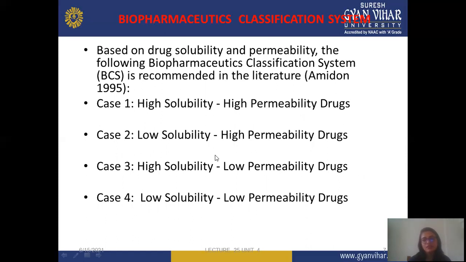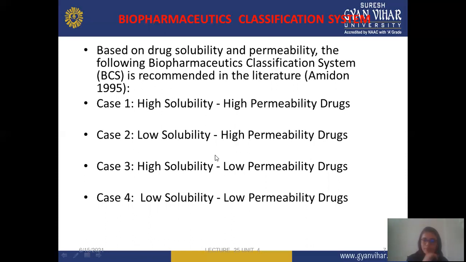This BCS classification is mainly divided into four classes or cases. Class one is high solubility and high permeability, meaning your drug should have both high solubility and high permeability. In case two, there is low solubility and high permeability: one is low, one is high.